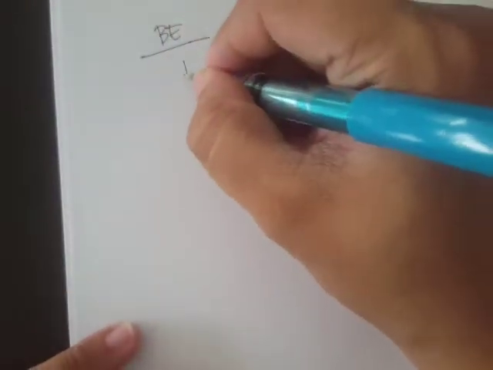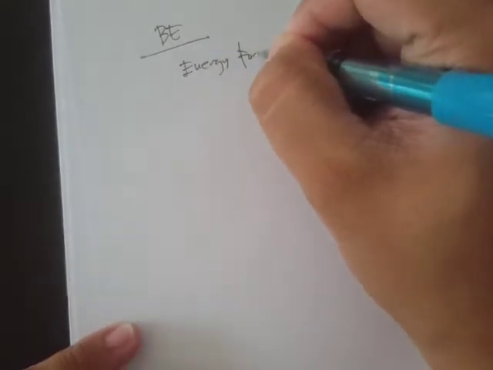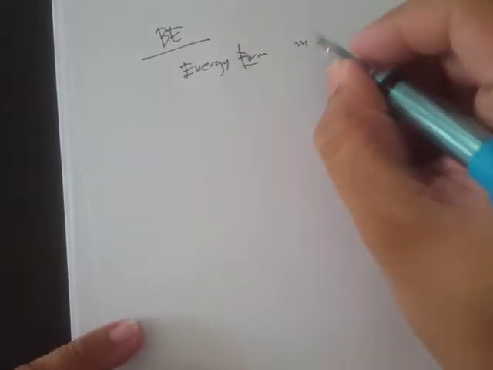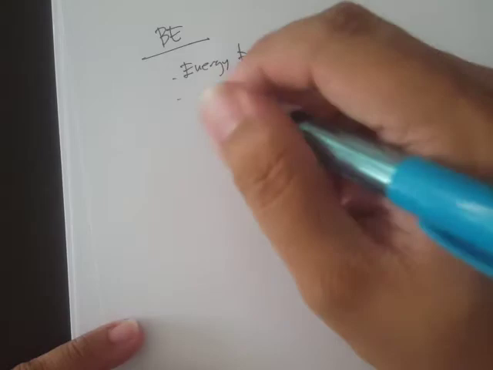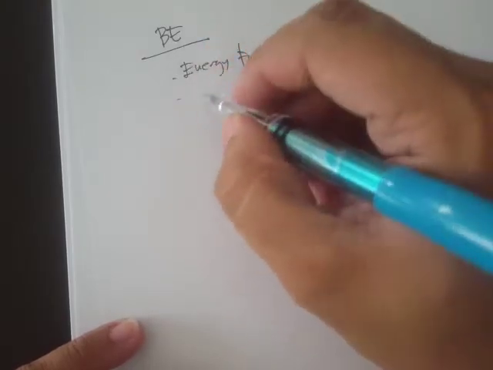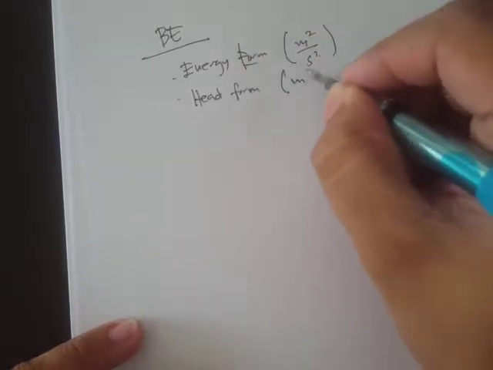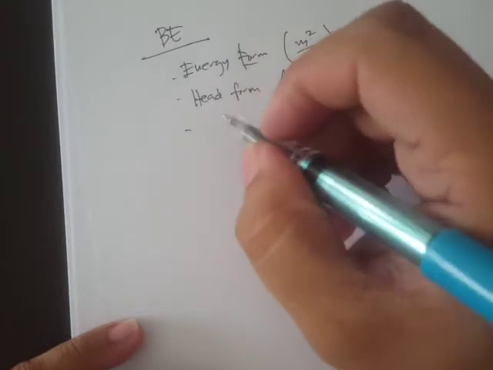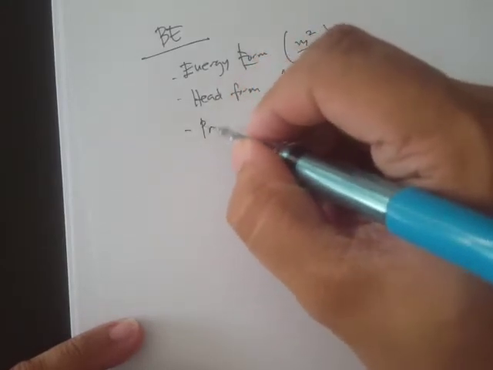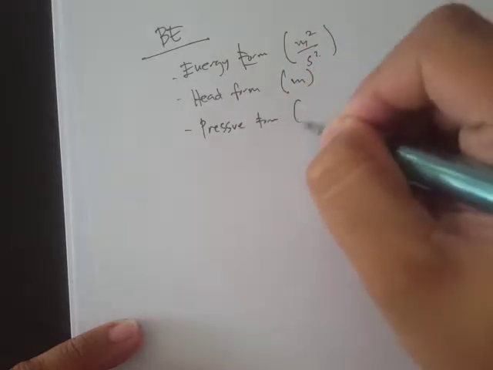Alright, welcome back, and we will continue our discussion about Bernoulli's equation. What I was saying earlier is that Bernoulli's equation can be expressed in terms of the energy form, where all the units are in specific energy, or meters squared per second squared. Bernoulli's equation can also be expressed in terms of the head form, where the unit is just in meters, and another expression is the pressure form, where the unit is just in pascals.